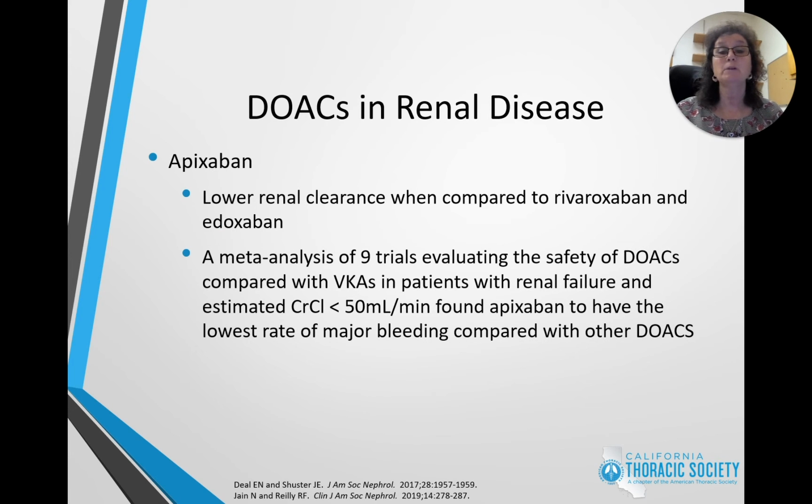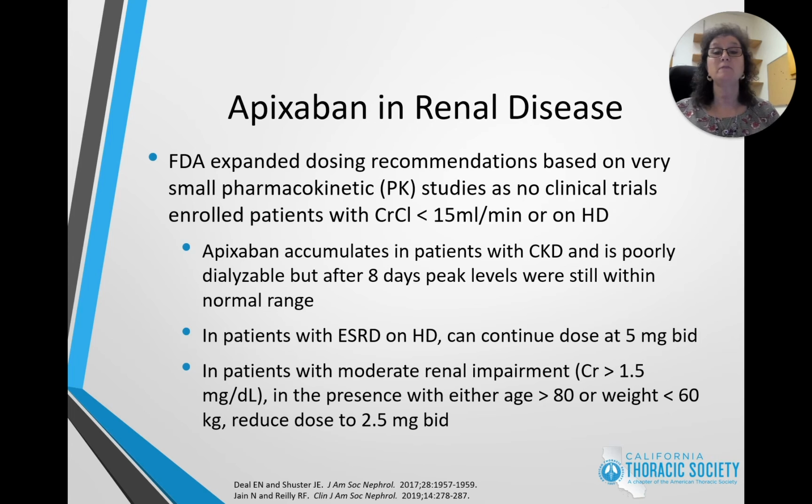Apixaban has a lower renal clearance compared to rivaroxaban and dabigatran, and in the meta-analysis of 9 trials looking at the safety of DOACs compared to vitamin K antagonists in patients with renal failure with a creatinine clearance less than 50 mL per minute, apixaban was found to have the lowest rate of major bleeding compared to all the other DOACs. Based on this information, the FDA has put forth dosing recommendations for the use of apixaban in patients with creatinine clearances less than 15 mL per minute or on dialysis.